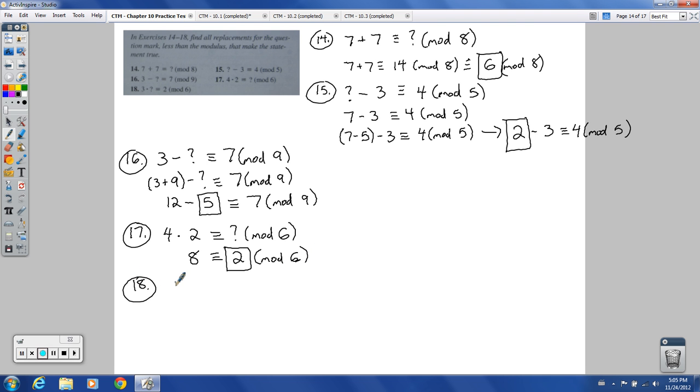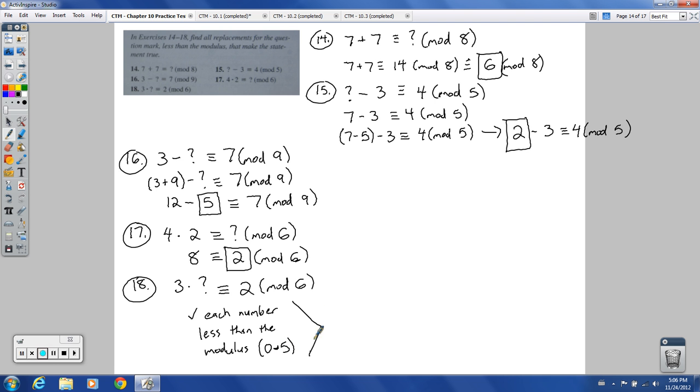And then finally, checking 3 times something, question mark, is congruent to 2 mod 6. So what can go in the numbers here? We're going to check each number less than the modulus, in other words, 0 through 5. We're going to see which ones of those work out here.